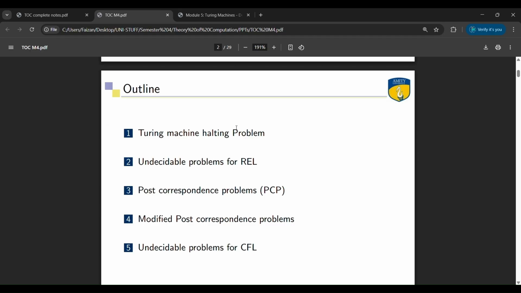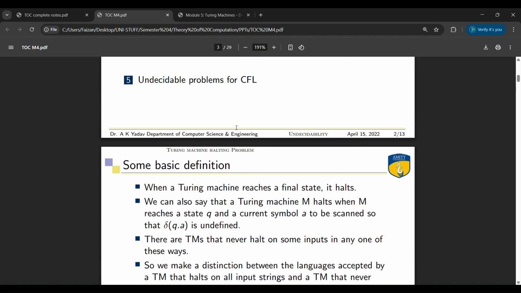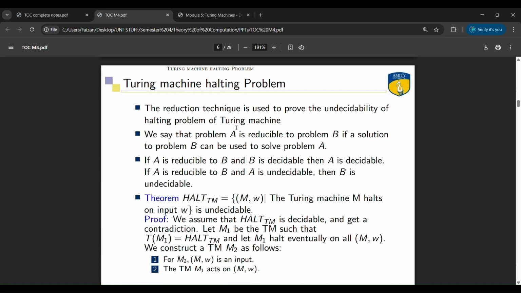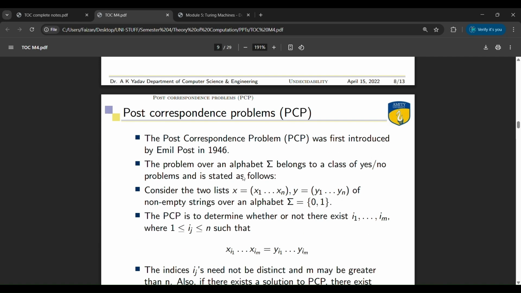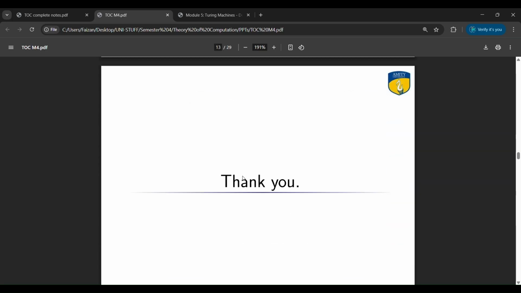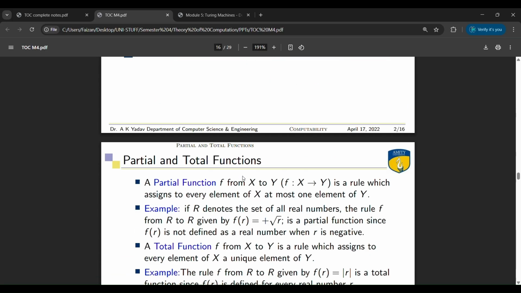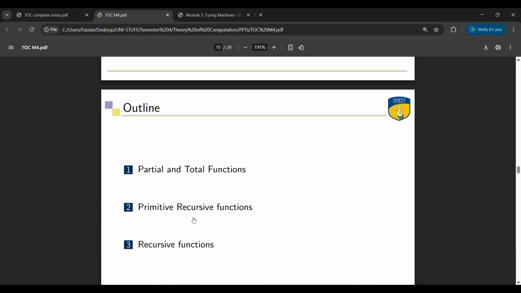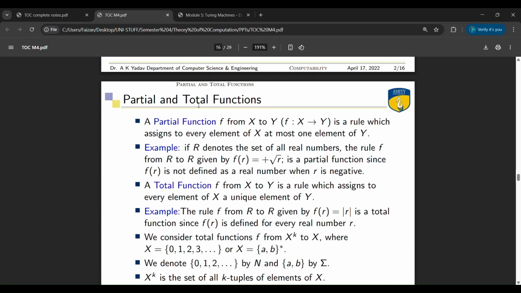This is all for module 4. Let's refer to the PPT a bit. We have studied all of this: the post correspondence problem and MPCP. Now this is a small topic, so we'll quickly go through this.